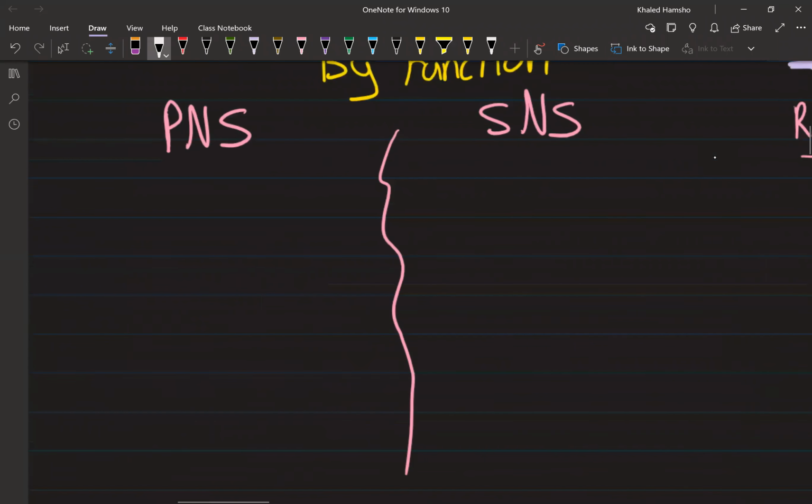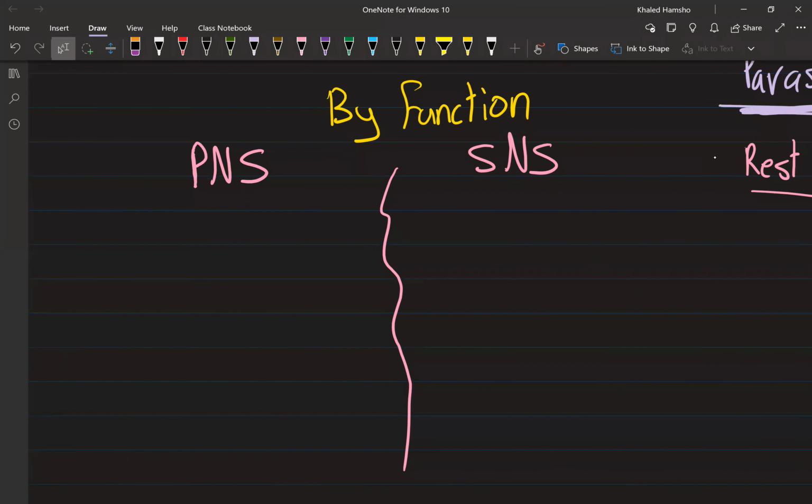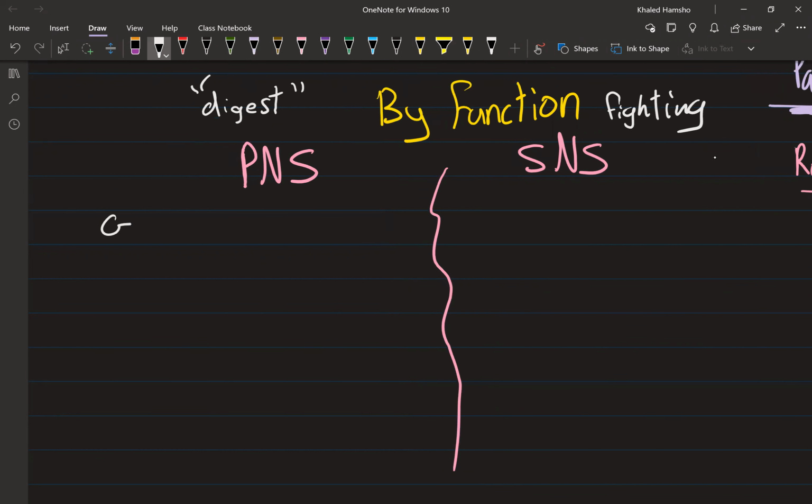Now by function, we said that the parasympathetic nervous system is responsible for your rest and digest, while your sympathetic is for your fighting. In that way, we can see the functions derived from there. So we can tackle it by organ. For example, let's start with the GIT. I'm not going to tackle every organ in the GI, I'm just going to go over things very briefly.